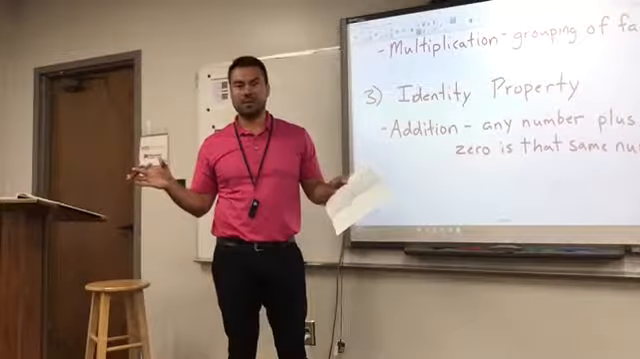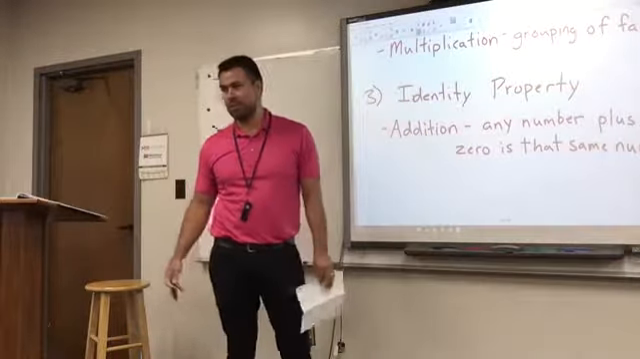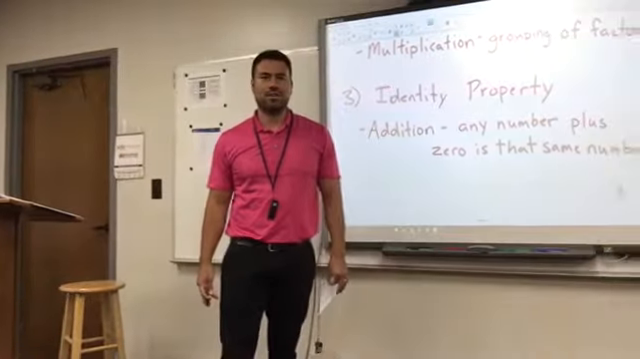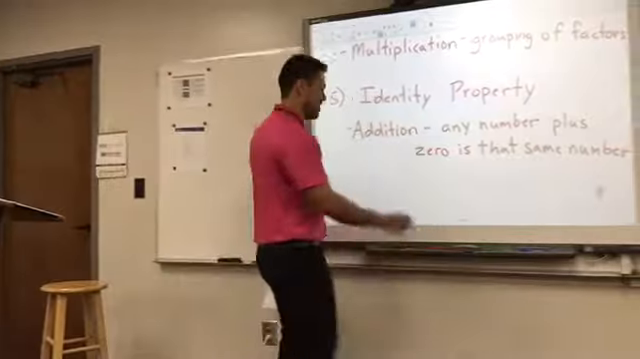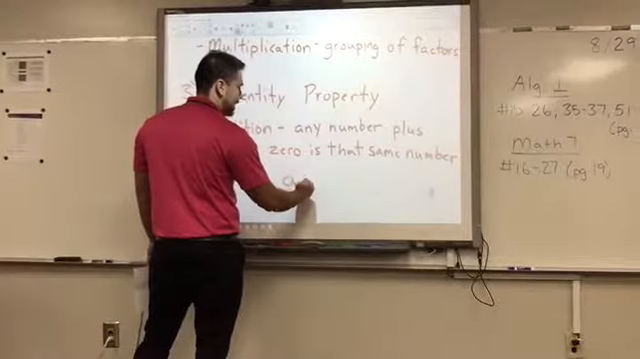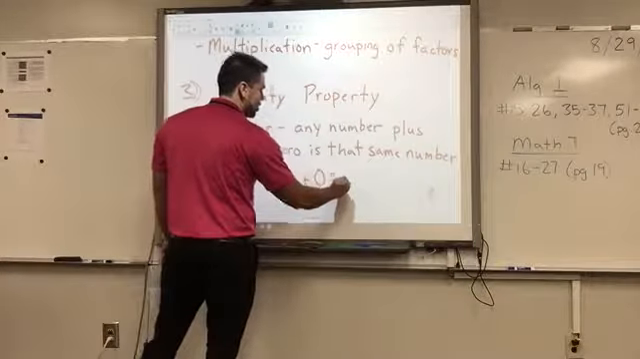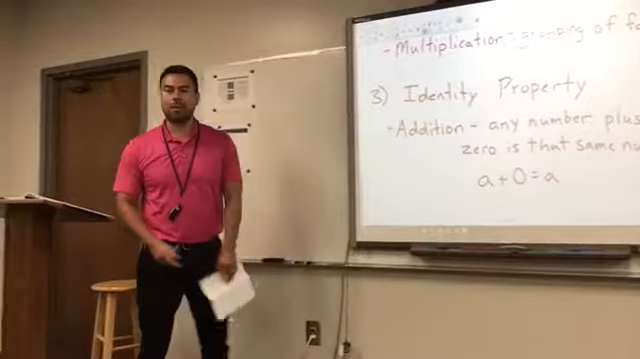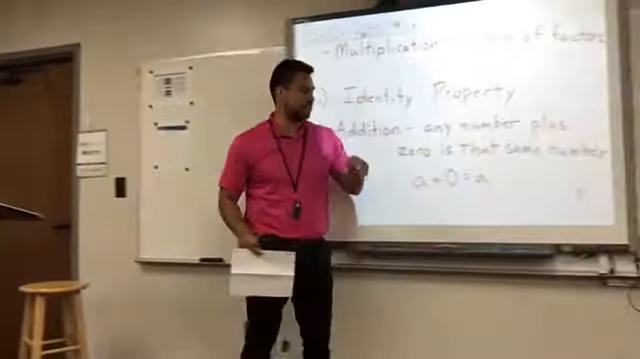Let me give you a tricky one. I'll give you a hard one. May make you think, all right? 2 1/4 plus 0. 2 1/4. Okay, that was too easy. This is the property. Any number plus 0 equals that same number. That's the identity property. So this is what we mean by identity.